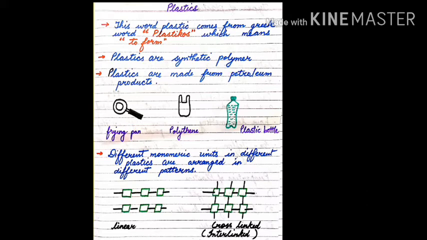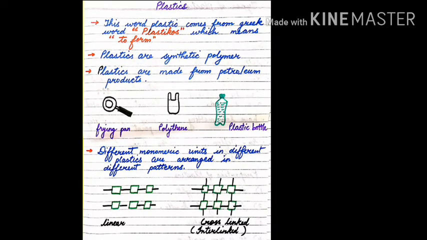As you can see in the picture also, there are so many articles available like a frying pan, polythene, and a plastic bottle. These all are made up of plastics. So plastics are synthetic polymers, means plastics are made from petroleum products.